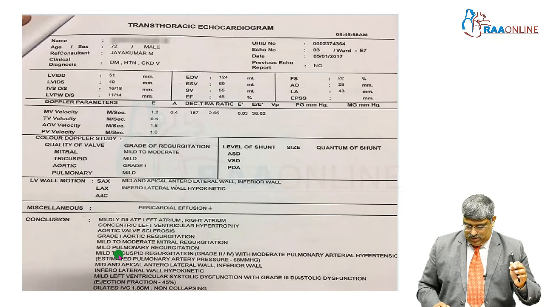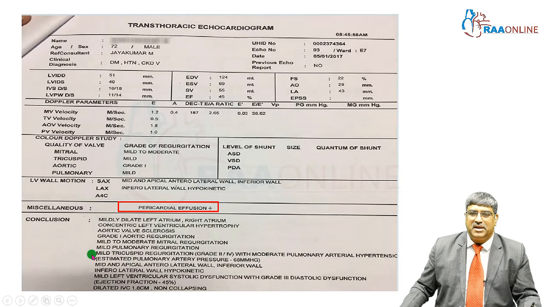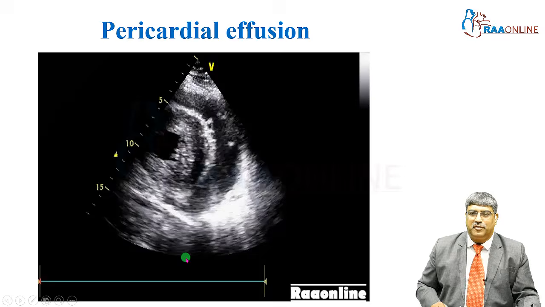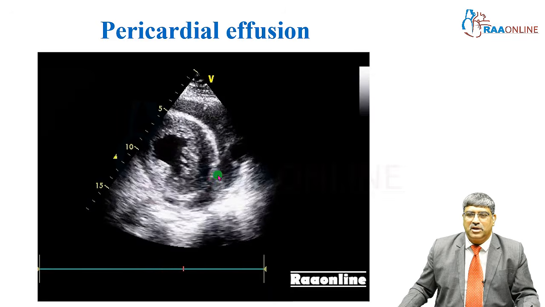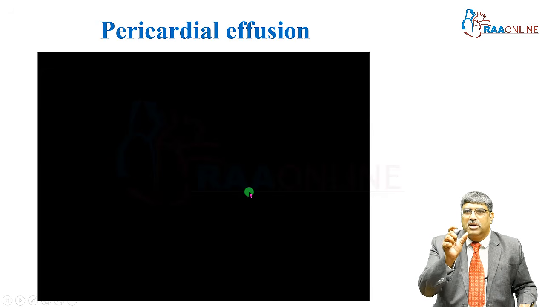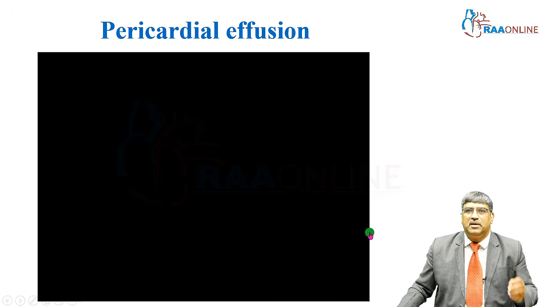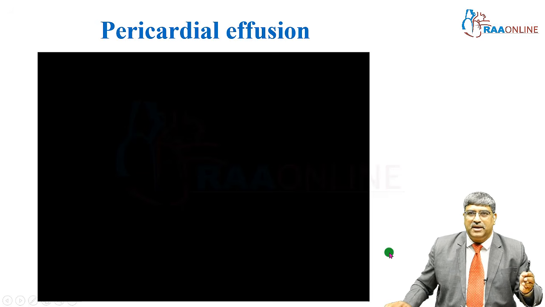Now, coming to the last part where you look for other structures. Here, patient has pericardial effusion. This is the pericardial effusion. You should understand that 1 centimeter of fluid is equal to 100 ml. This part is around 1 centimeter. That means 100 ml of fluid is being collected.